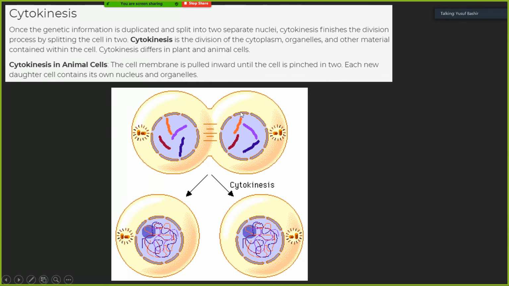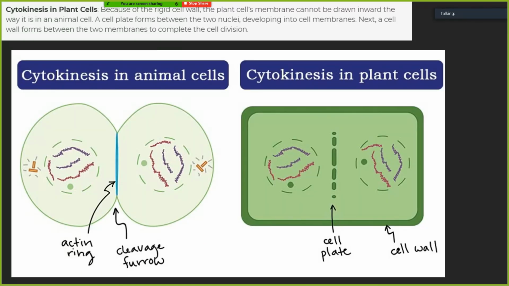Wait, so telophase is the last step, and then after that, cytokinesis occurs when they split, right? Yes. Cytokinesis is not usually considered part of mitosis. There's a difference between cytokinesis in animal cells and plant cells. In animal cells, different proteins, like myosin, pinch off the cell into two separate cells. So they just cut it.